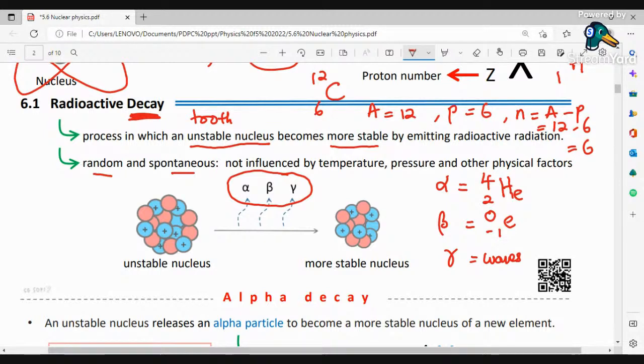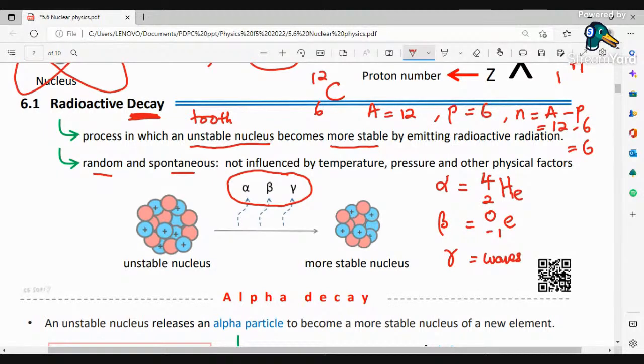Random and spontaneous mean we cannot detect when it will happen. What time the nucleus will become more stable by emitting radioactive radiation. Bila berlaku, kita tak tahu. We cannot predict the time. Itu maksudnya spontaneous and random. Okay, it can happen at any time.